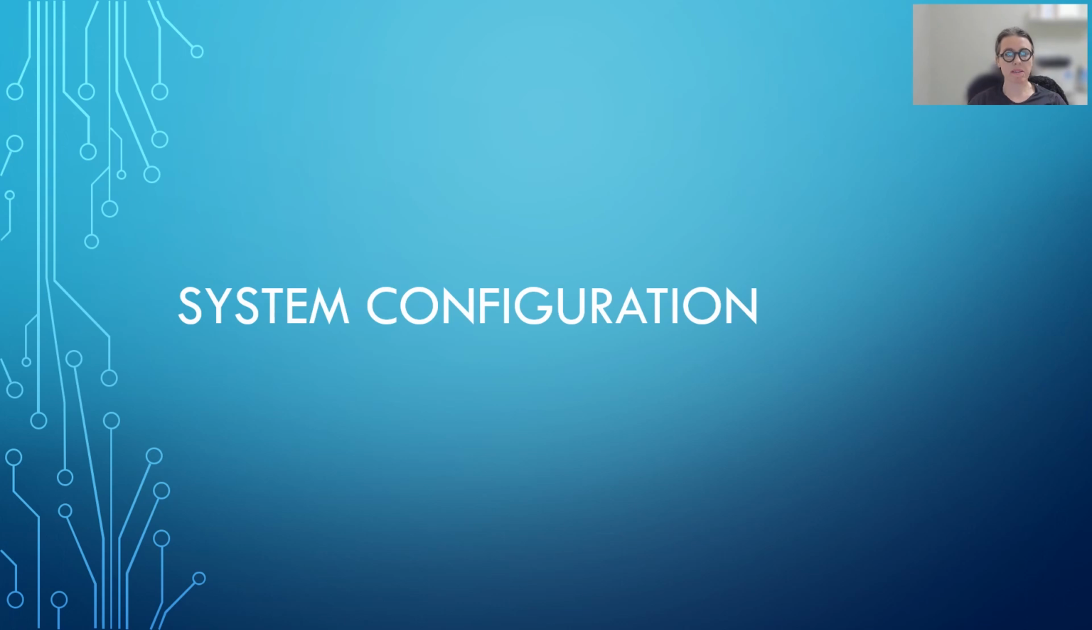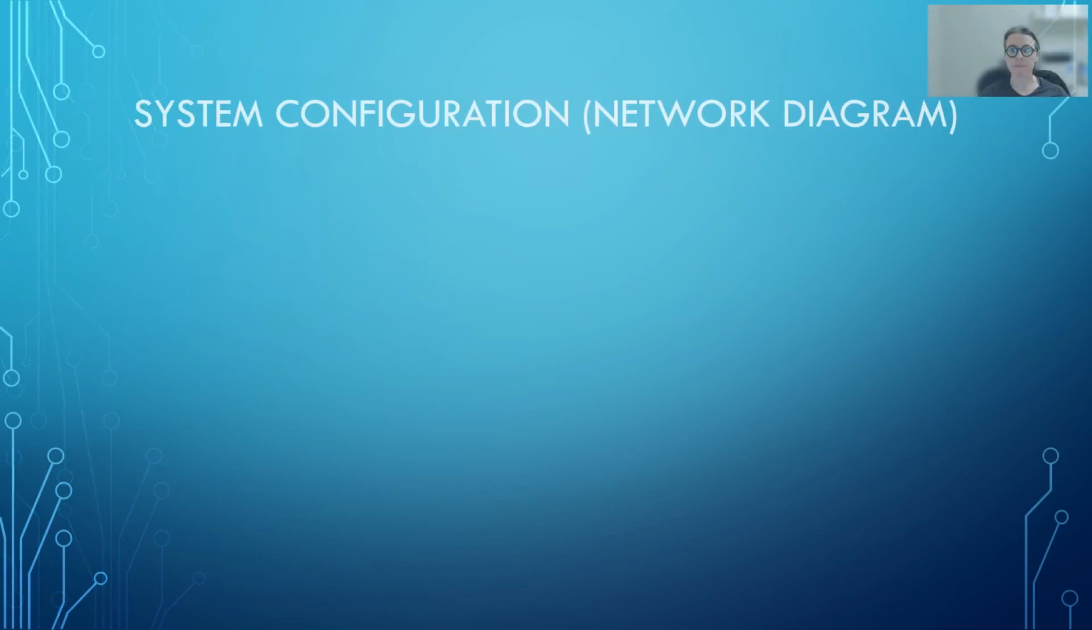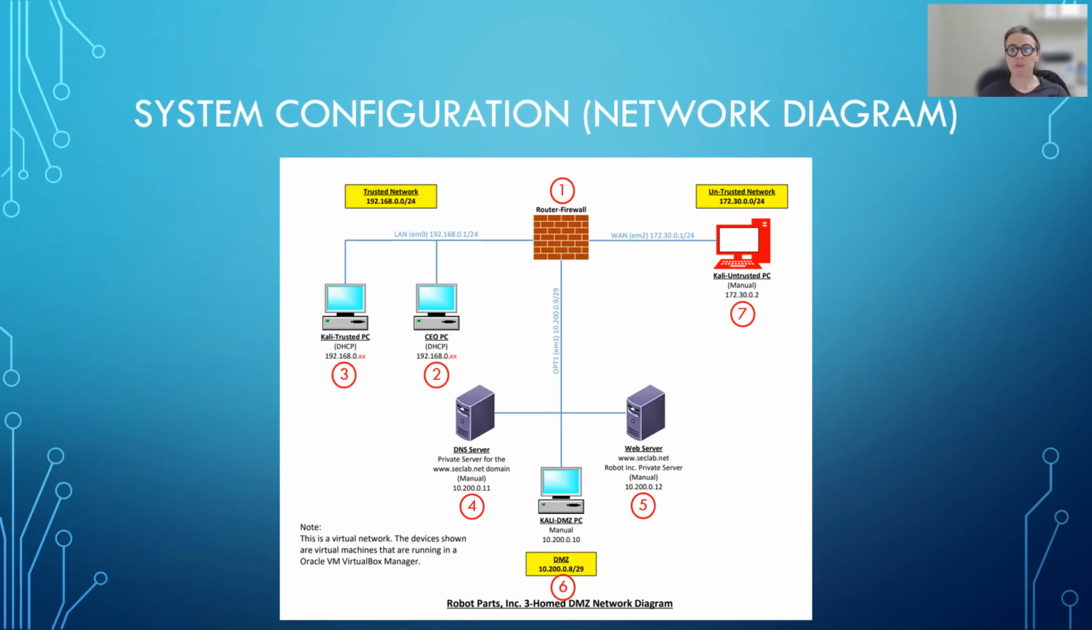So here's the system configuration. So here we have the network diagram for the system we installed and configured. So this network is a 3-legged DMZ. A DMZ is a secure subnet for internet-facing resources.